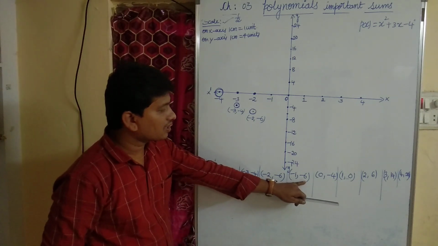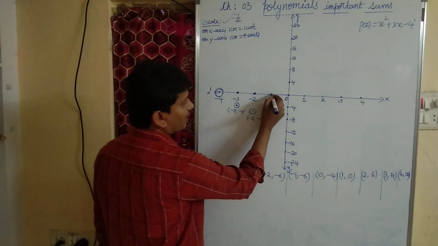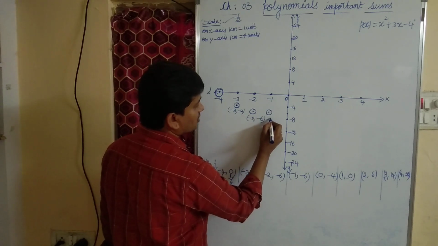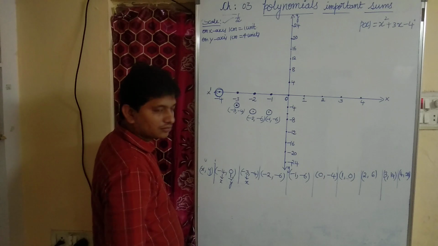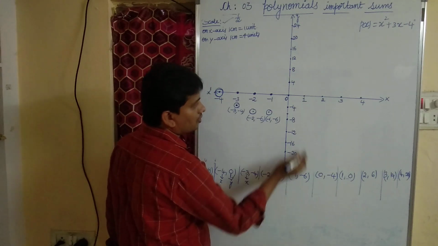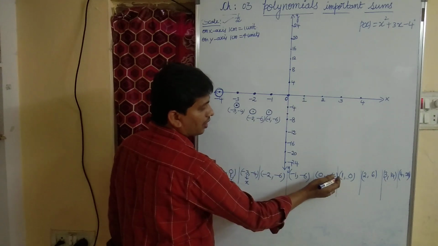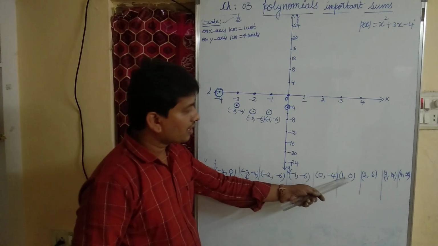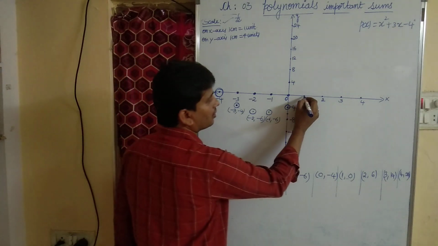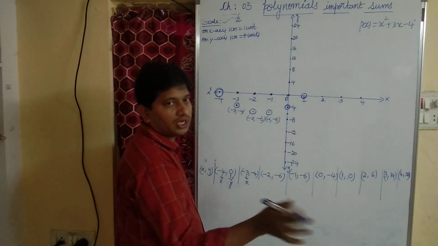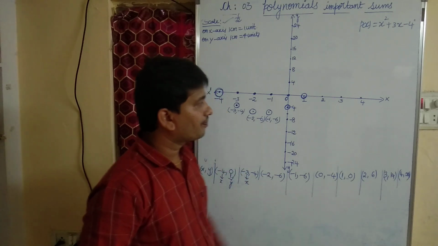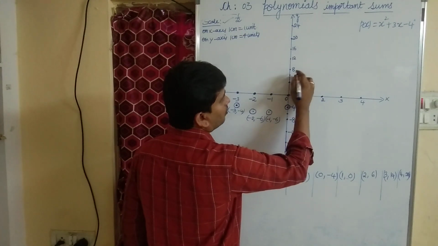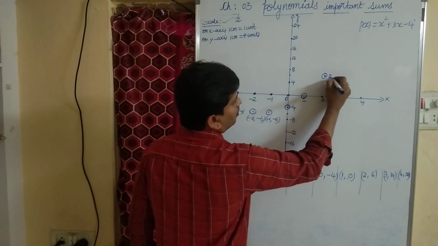Okay. Next one is -1, -6. This is our -1, and here is -6: -1 comma -6. Then 0 comma -4: 0 on the x-axis, -4 on the y-axis, this is our 0 comma -4. And then 1 comma 0: on the x-axis 1 and on the y-axis 0, there only. Next 2 comma 6: on the x-axis 2 and on the y-axis 6. 6 lies between 4 and 8. This is our point 2 comma 6.